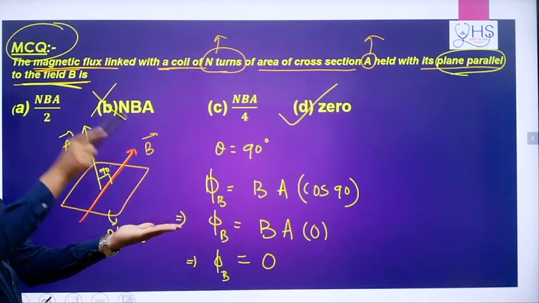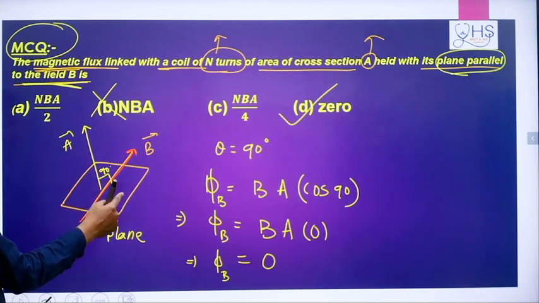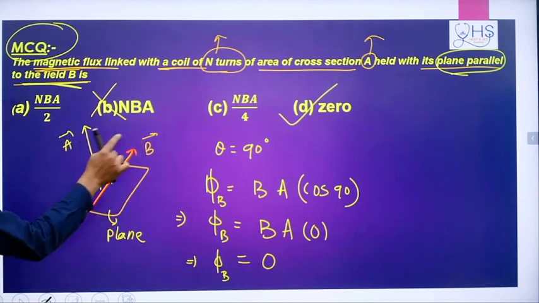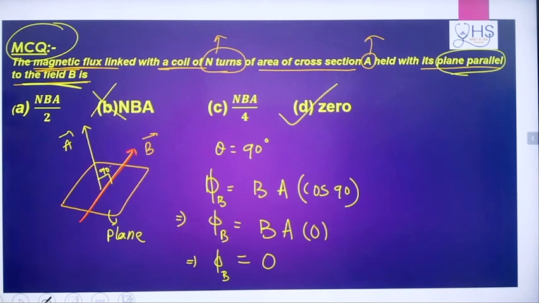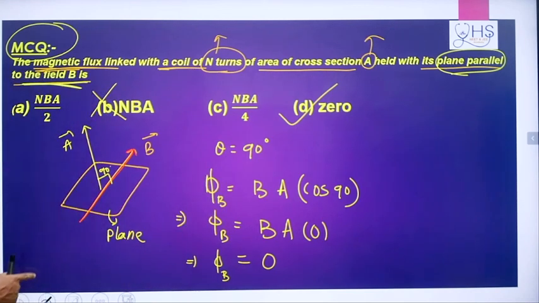That means the field lies on the plane. You already know the area vector makes a 90 degree angle with the plane. So if B also lies on the plane, the area vector makes 90 degrees with the magnetic field. That's why the magnetic flux becomes 0. So the answer will be D. Now come to the next question.